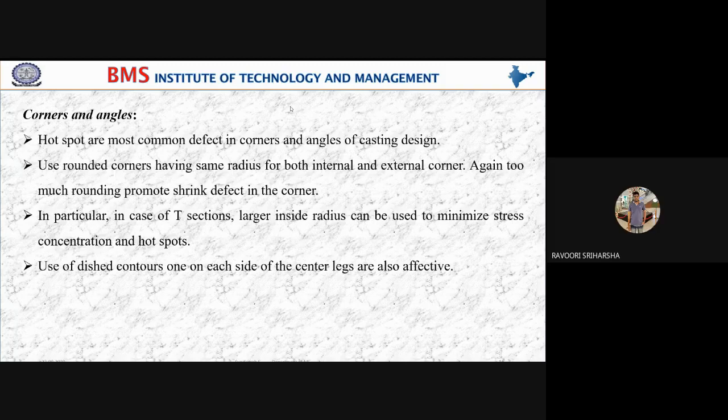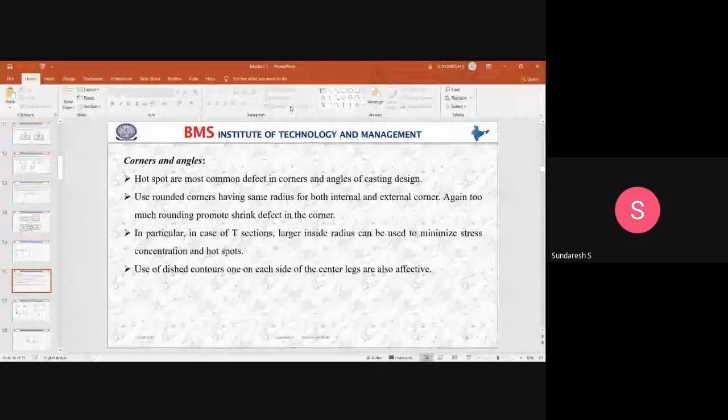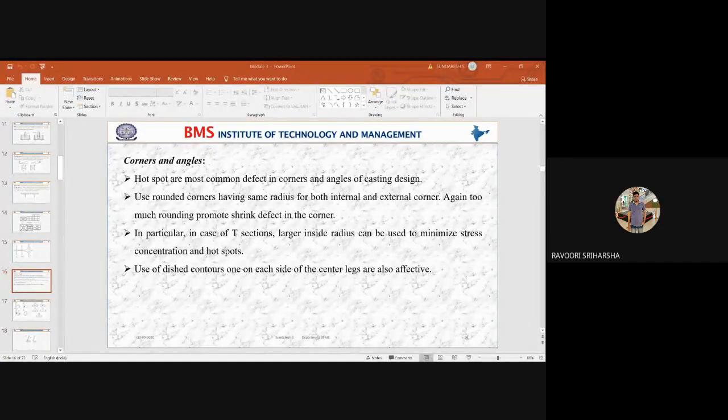Sorry, to find the centroid of the L section. Hello. Sir, yes sir, mechanics of solids, to find the centroid of L section and I section. Sorry, I didn't get it, Harsha. Sir, I section, L section, we use them to find the centroid and moment of inertia.